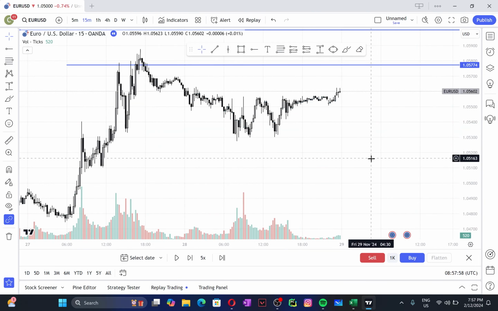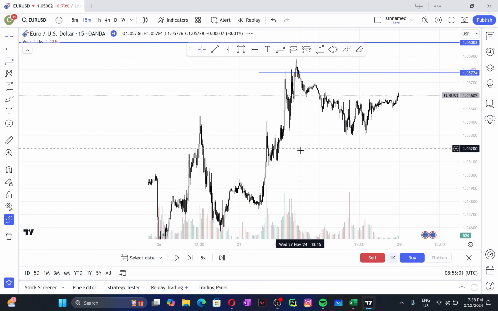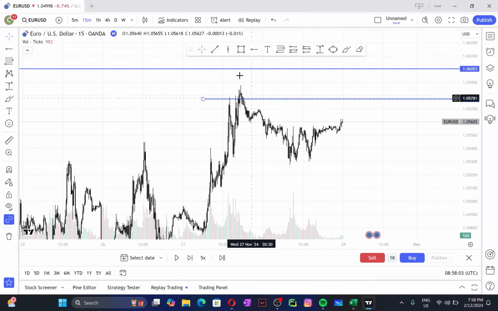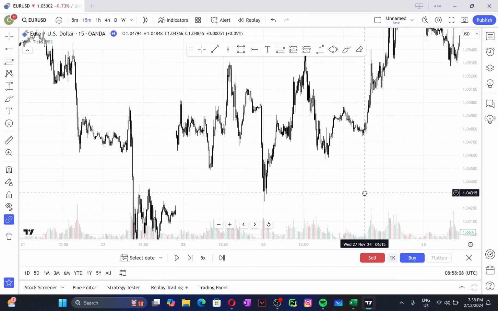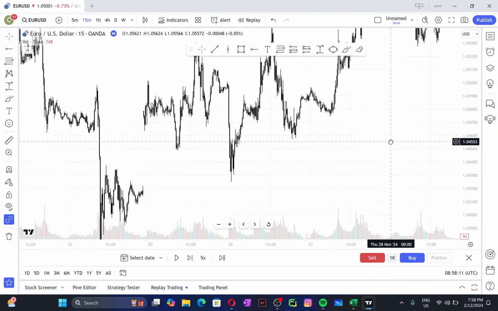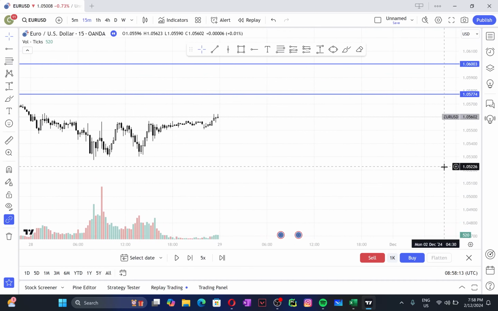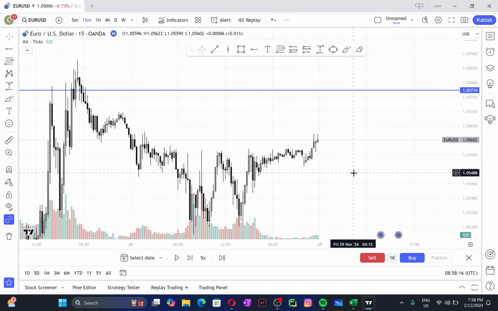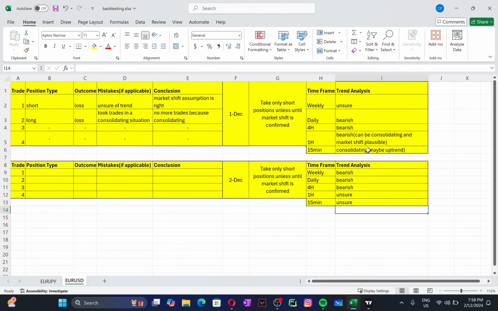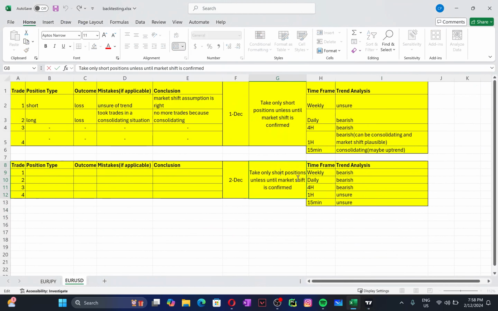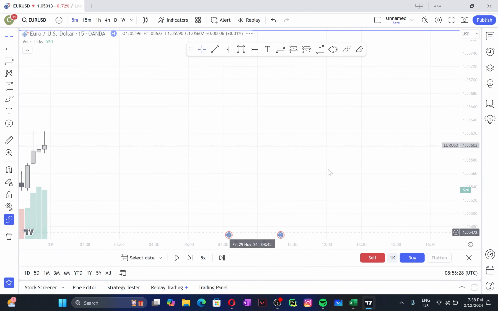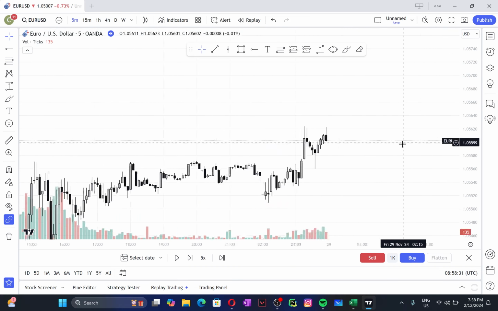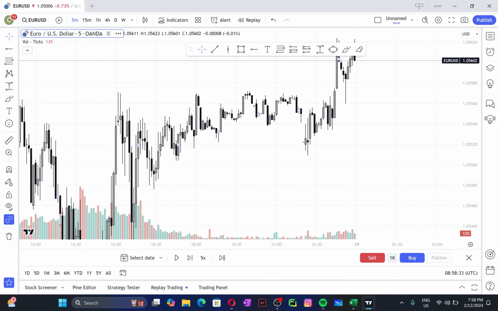And in the 15 minutes time frame, it seems to fluctuate as well. As you can see, it's gone up and then it's going down and it's fluctuating a lot. But I'm unsure of this as well. Obviously I can't make any conclusion, so let's write unsure. So overall, I'm only going to take short positions, the same thing, until the market shift is confirmed. So we're going to go to the 5 minutes time frame and look for short positions.